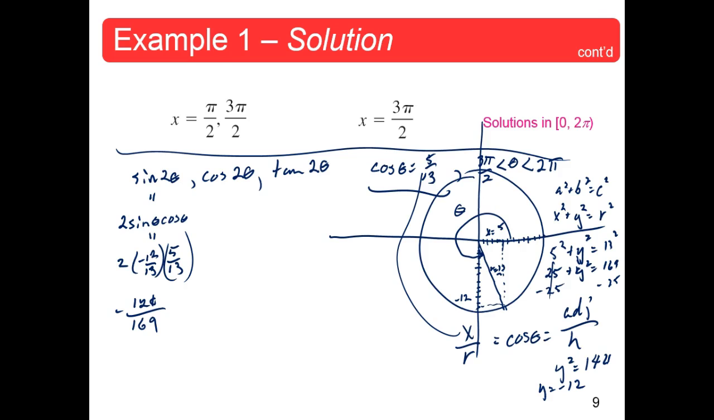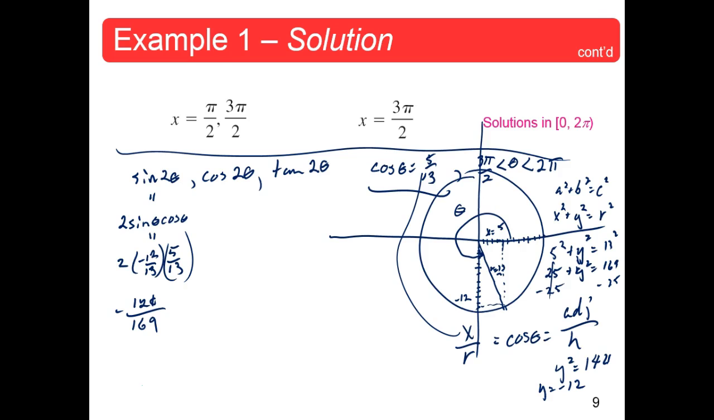Okay. Now what do you think we're going to do next? They also ask for cosine of 2 theta. Right? There are 3 things they asked for: sine 2 theta, cosine 2 theta, and tangent 2 theta. We've done sine. Let's do cosine. No, those are reciprocals of each other: sine and cosecant, and secant and cosine. Don't get those crossed up.